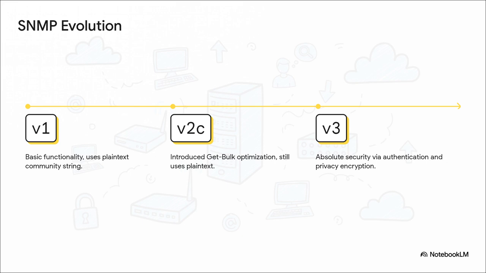Then came version 2C, which gave us that awesome get bulk optimization we just talked about. But unfortunately, security kind of stagnated. It still relied on plain text passwords. Finally, we arrived at the modern mainstream standard, version 3. Version 3 brings absolute security to the table. It supports robust authentication to verify exactly who is requesting data and strict privacy through encryption. It guarantees your network metrics can't be eavesdropped on or tampered with.